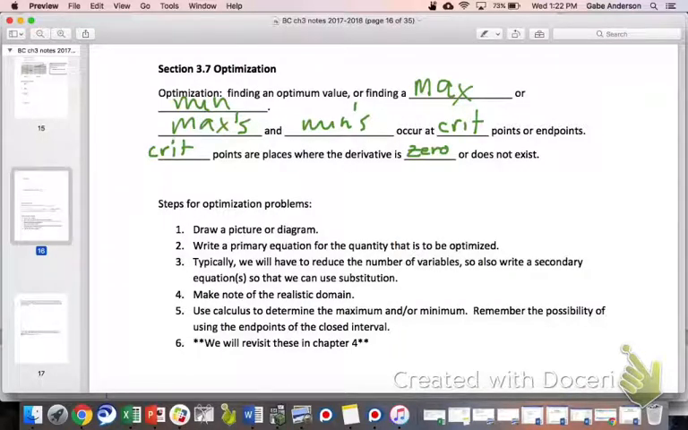Sometimes, I don't know, the word typically might be a little bit strong there. Sometimes you're going to have to use some substitution or some kind of algebra to get things workable for you. Consider realistic domain. Like you can't have -2 dogs in the yard or whatever. Just not possible. So we would reject any of those unrealistic numbers. And then use calculus, right?